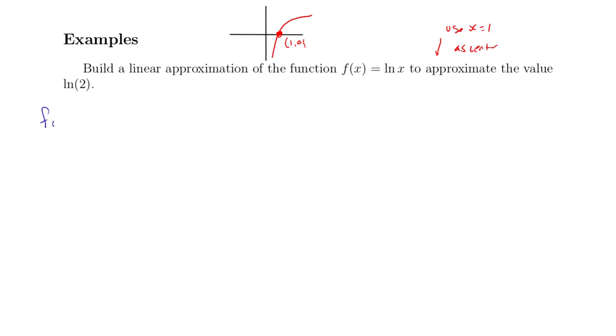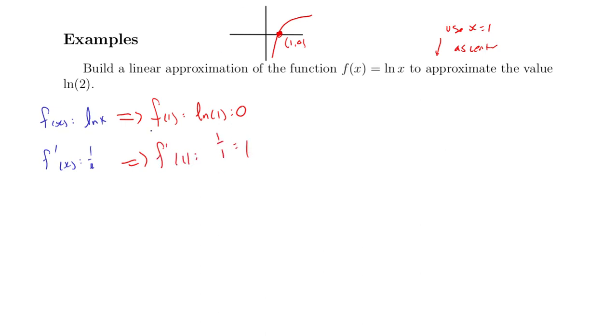So that means we've got a function, the natural log of x, and we've got a derivative, 1 over x, and we'll evaluate these at 1. That's the natural log of 1, that's 0. F prime of 1 is 1 over 1, that's 1. So we can build a linear approximation. Our slope is 1, our x value is 1, our y value is 0. So x minus 1 is our approximation.